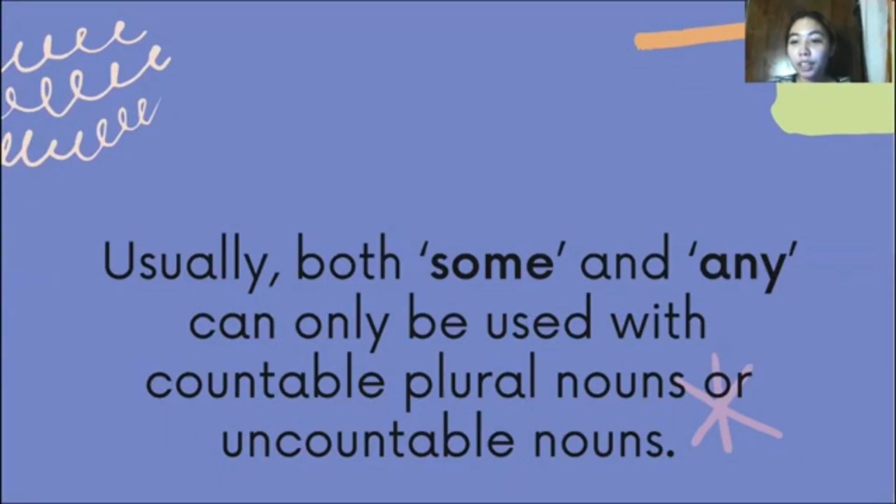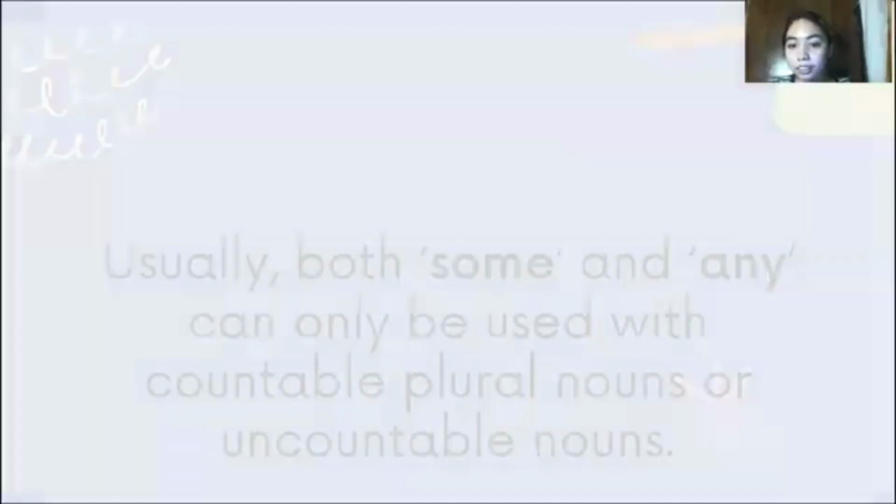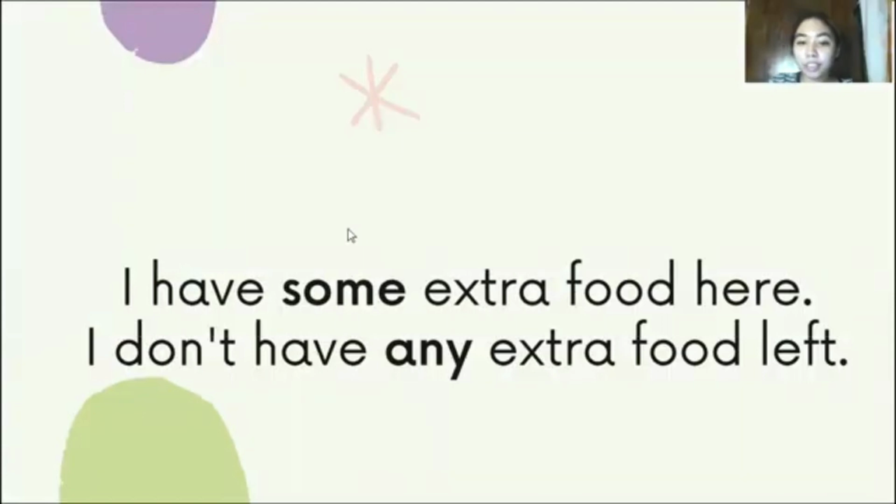Okay, another rule. Usually, both the word some and any can only be used with countable plural nouns or uncountable nouns. So the word some can be used in countable plural nouns, and the word any can be used in uncountable nouns. For example, I have some extra food here. So we use the word some because extra food can be a plural countable noun. Here, I don't have any extra food. We use any because there is a negative word don't, and also it is not countable because there is nothing left. Like, diba? It is uncountable. We cannot count if there is none left.